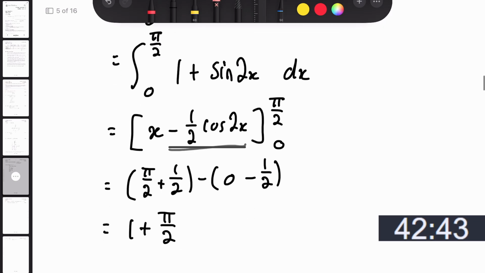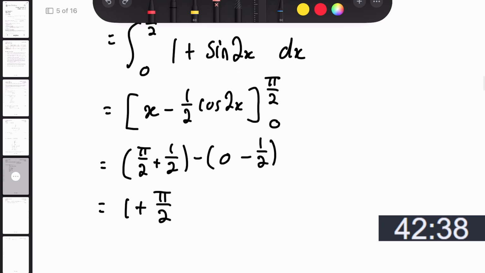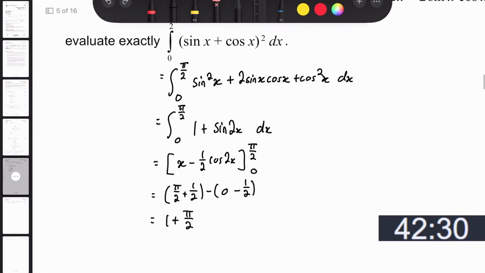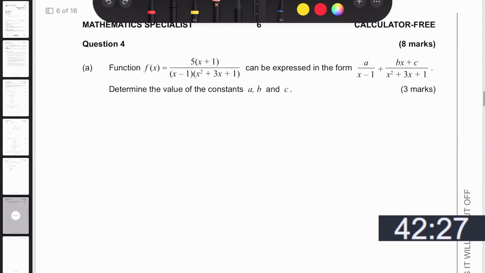See if I differentiate this, do I get that? Yes, I do. I'm subbing it all in because pi on 2 be pi 0 negative. Okay, I'm pretty happy with that. Let's just move on.